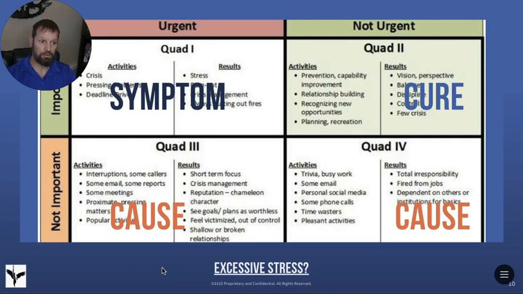Planning, preparing before those emergencies pop up. Some of them are going to be unavoidable. You don't plan for a flat tire. You can plan for the things that you can prevent.